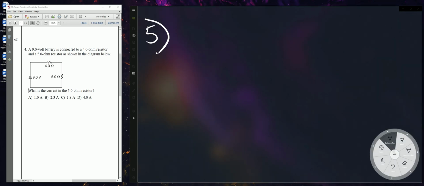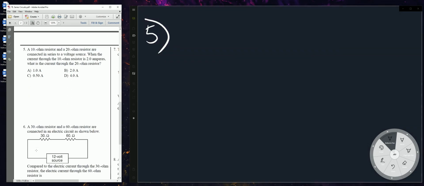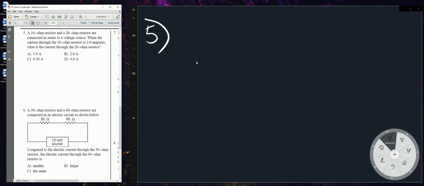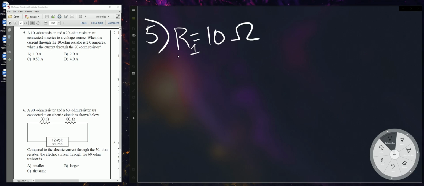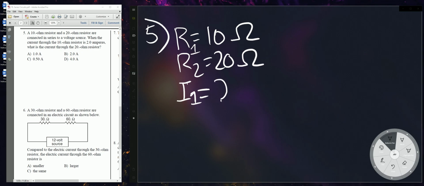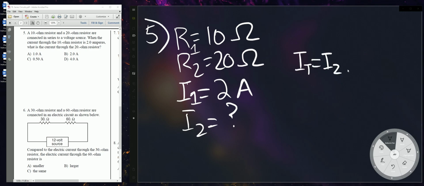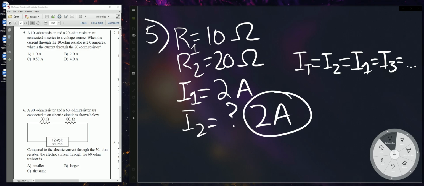So let's do number 5. A 10 ohm resistor, so that's R1. R2 is 20 ohms. When the current through the 10 ohm resistor is 2 amperes, what is the current running through the 20 ohm resistor? If you take a look at your formulas, you know that your total current in a series circuit is equal to each individual one. So if the current running through resistor 1 is 2 amps, then the current running through resistor 2 is also 2 amps. So the answer is B.